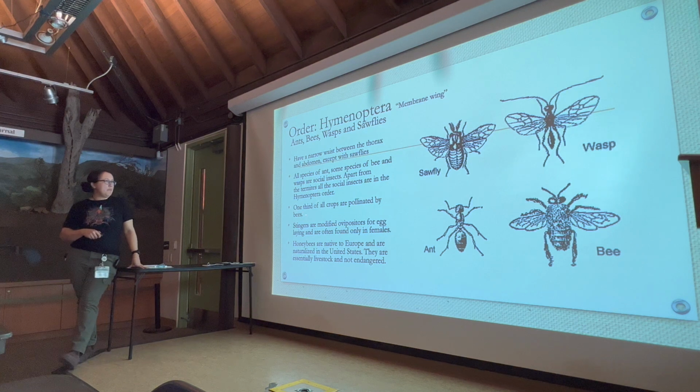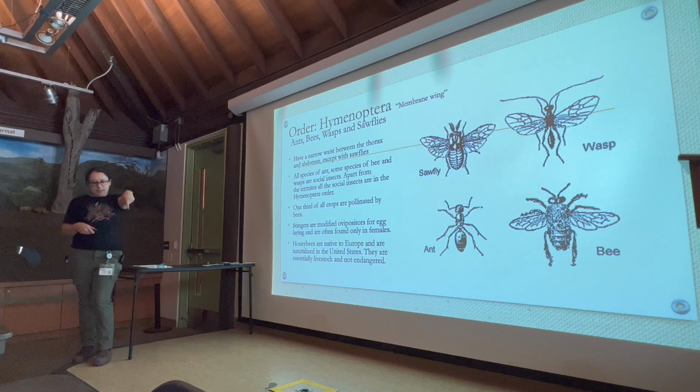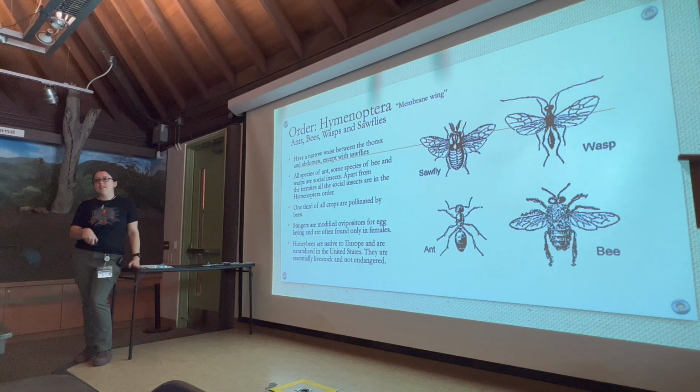A third of all crops are pollinated by bees. And the stingers that they have are modified ovipositors for eggs and are only on the females. So a lot of insects will have what's called an ovipositor. In fact, crickets have it. It's this long thing that sticks out in their rear, and they use that to poke in the ground and lay eggs. But the bees take that ovipositor and make it a stinger for injecting venom, which is pretty crazy. Except the female, like with honeybees, the queen will still be using that as an ovipositor because she's the only one that's reproducing and laying eggs.